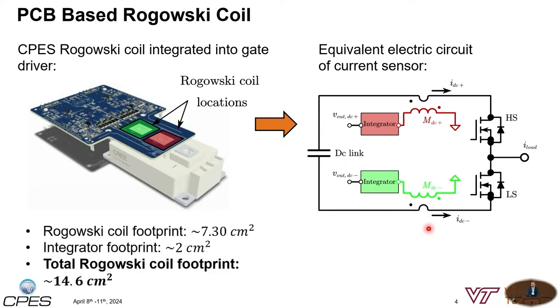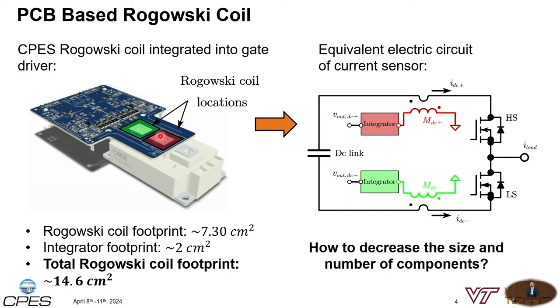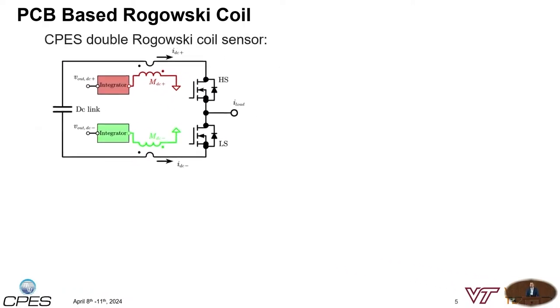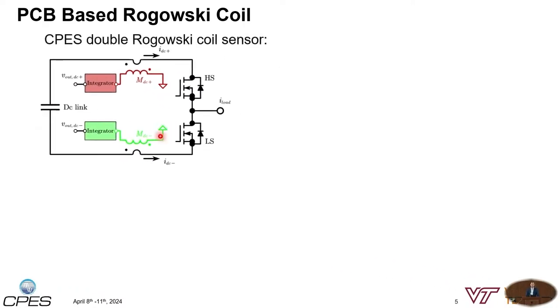A downside of that approach is it's fairly large in size. Each Rogowski coil itself has a footprint of approximately 7.3 centimeters square. And then the total size for current sensing that we just need for the Rogowski coil is 14.6 centimeters square. And the question was, how can we decrease the size itself? And how are we able to decrease the passive components we need for the integrator circuit? And that was then the idea of using the Planar Rogowski coil.